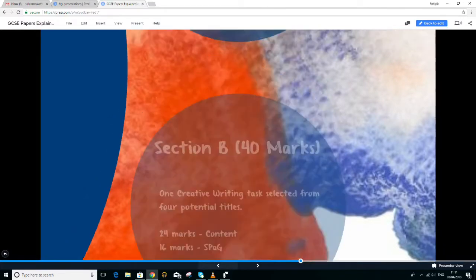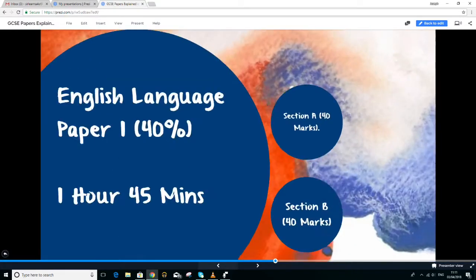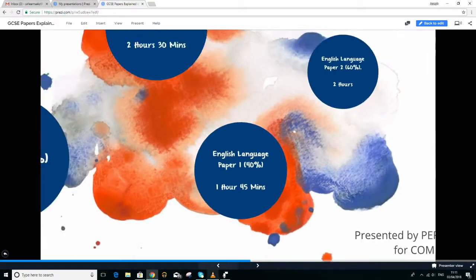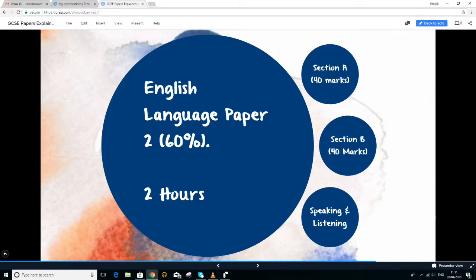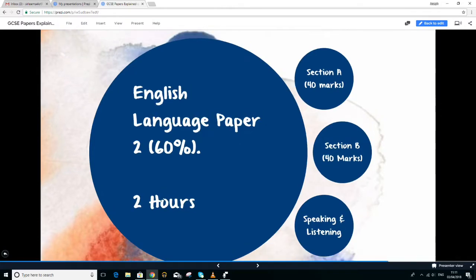Okay, now English language paper 2 is slightly different. Now, as with English literature, English language, the second paper, is slightly longer and is worth 60% of your marks. Okay. Now, this one once again is split into 2 sections. Okay, but section A is slightly different.